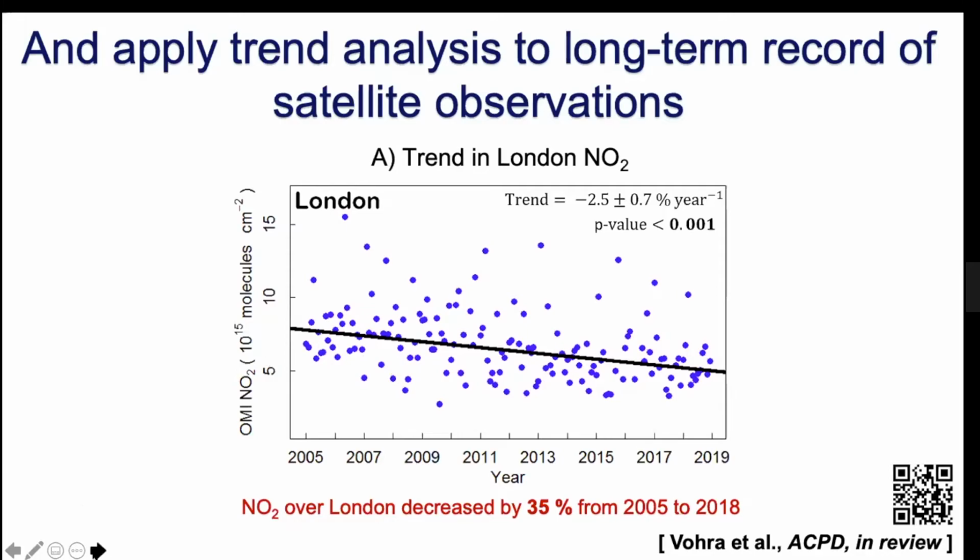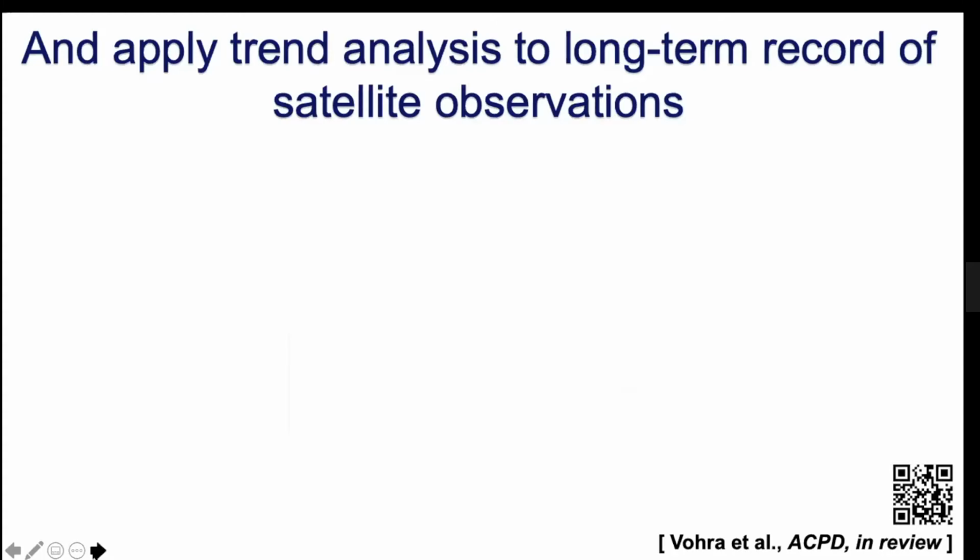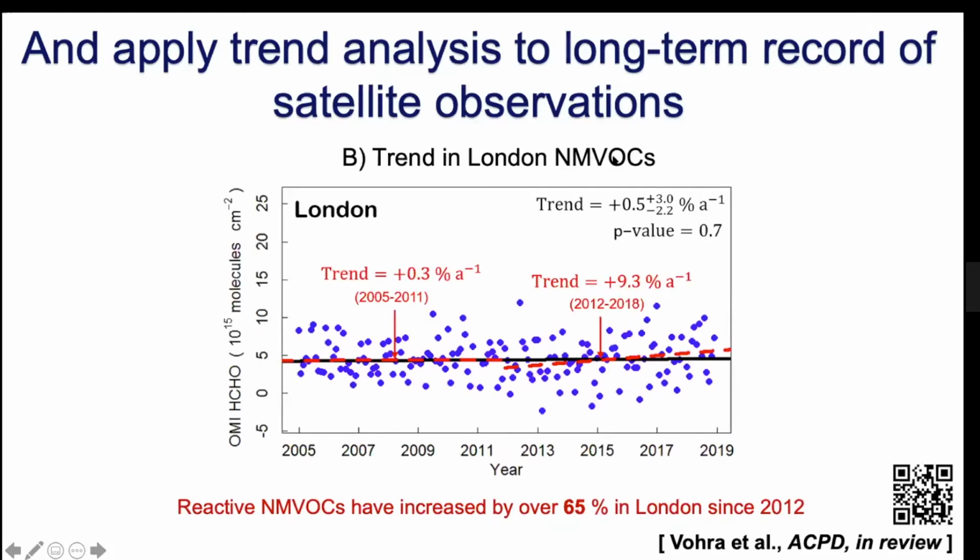Another interesting result I have here is the trend in non-methane volatile organic compounds for London. Overall, it's a similar time series, and the blue dots are the monthly averages. We see that the trend is 0.5%, and it was not significant as the p-value is quite high. But the interesting bit is that from 2012 onwards, we could visually see that there is an increase. Now, we inspected this trend, and it is 9.3% per year, and it's quite significant.